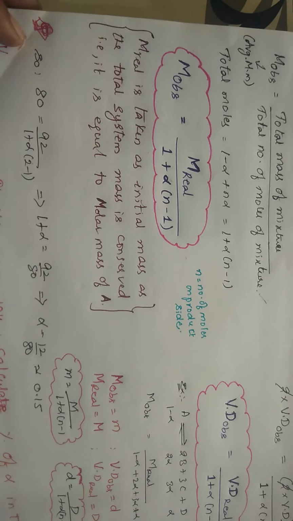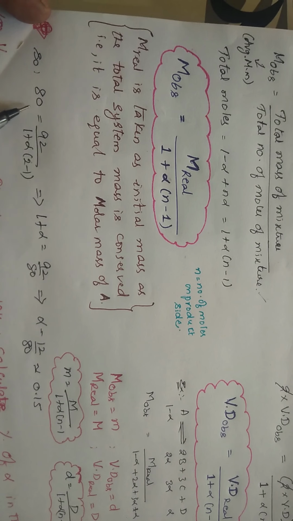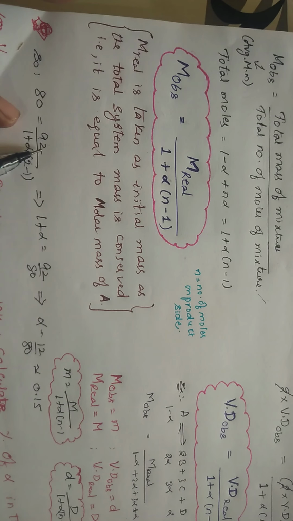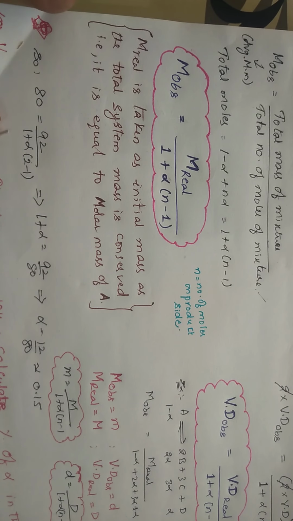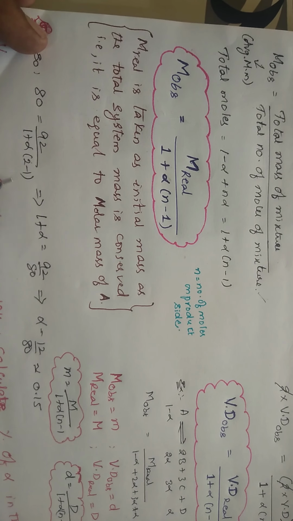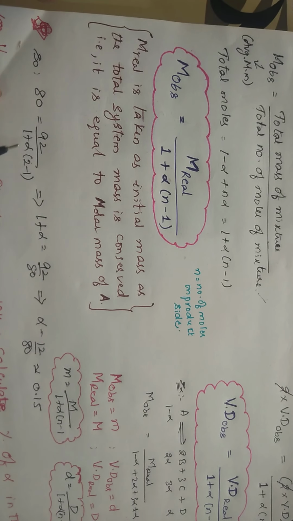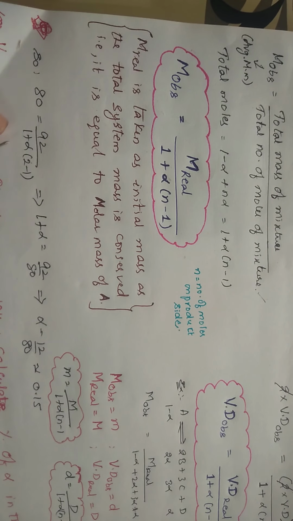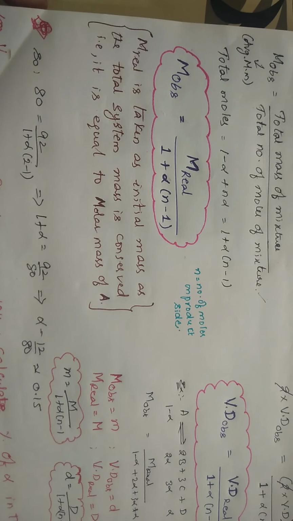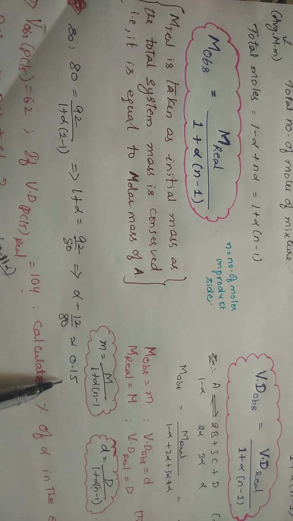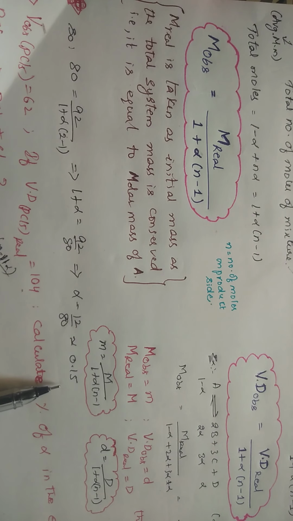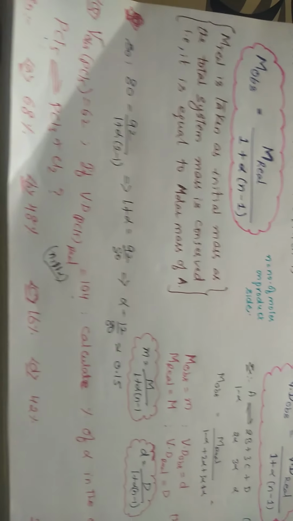We know that the observed vapor density or observed molecular mass has been given as 80. The original mass, generally for N2O4, is 92 by 1 plus alpha into n minus 1. Here n minus 1 is 2 minus 1, so you will be getting 80. If you substitute the values, 2 minus 1 is 1, so 1 plus alpha will be equal to 92 by 80, and alpha will be equal to 12 by 80, approximately 0.15. Okay students, based on this only, you solve this problem.